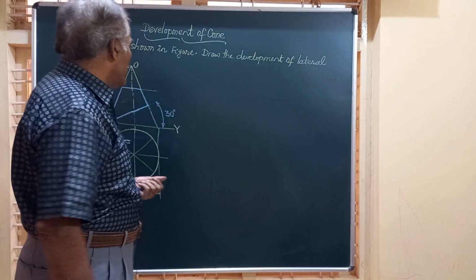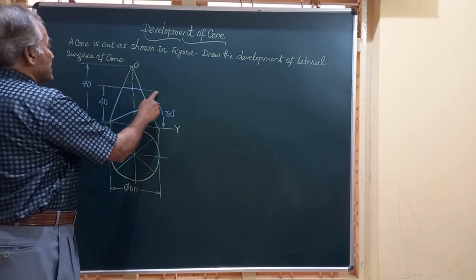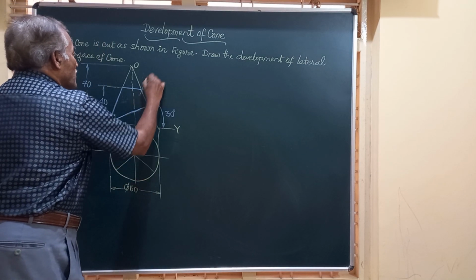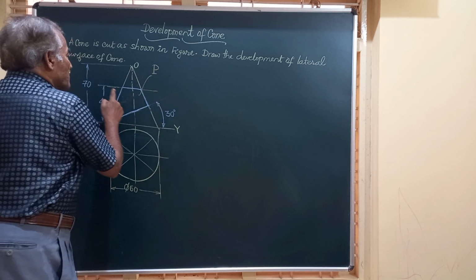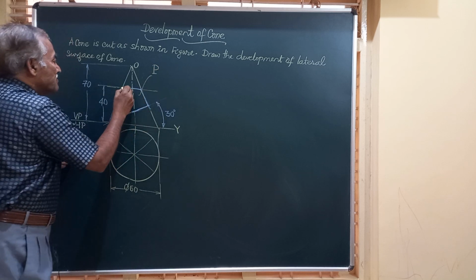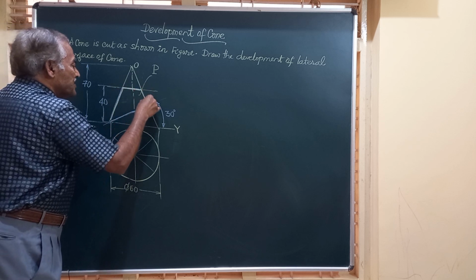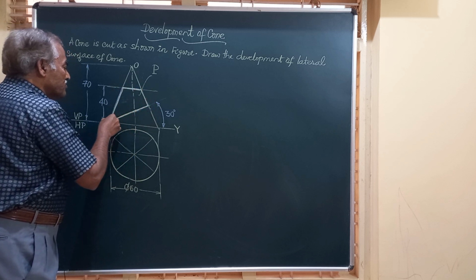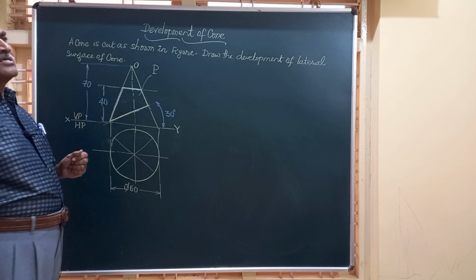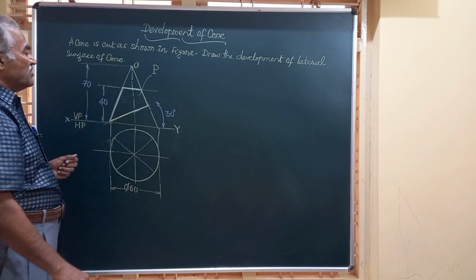In today's video, friends, we are going to work out a problem on the development of a right circular cone which is cut in this form. We need to obtain the development of this part which is in between these two section planes. I want the development of this part, whatever I have shown here. Friends, the height of the object is given.